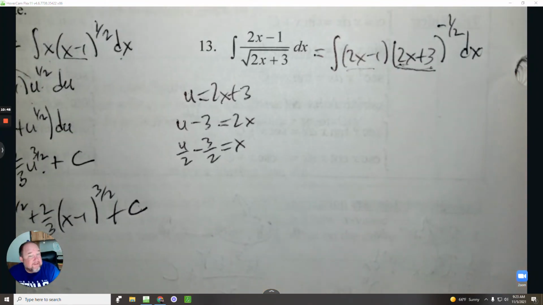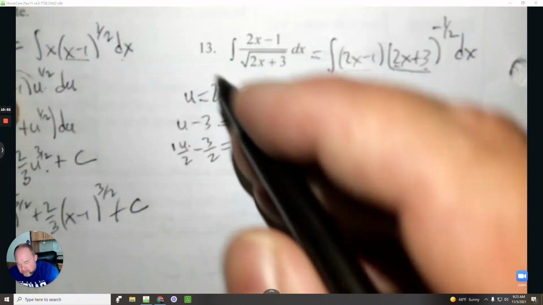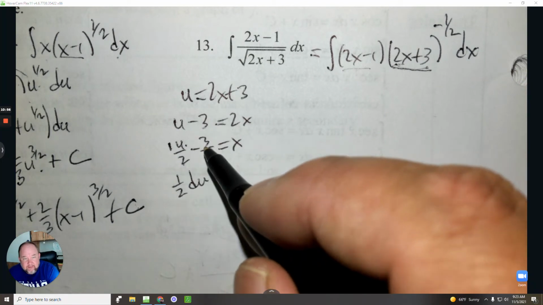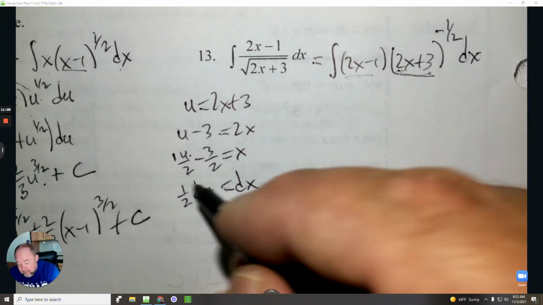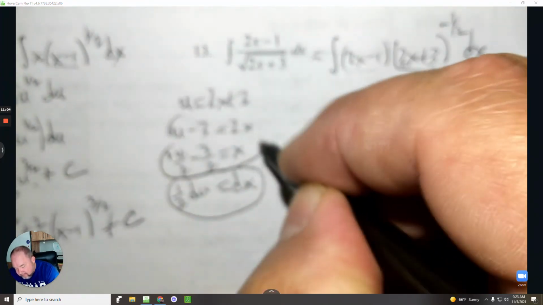After I do that, I'm going to take the derivative. This is 1/2, so the derivative of 1/2 u is 1/2, but it needs a du. The derivative of a constant is 0, and the derivative of x is 1, but it needs a dx. So this is what I'm going to use for the substitution.